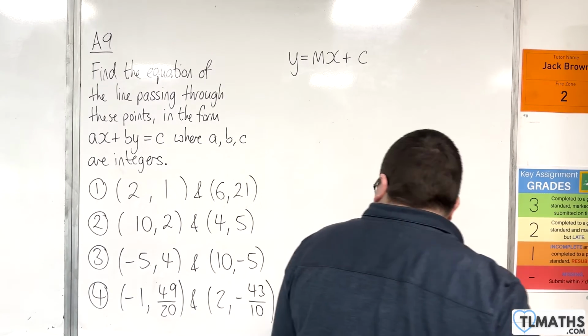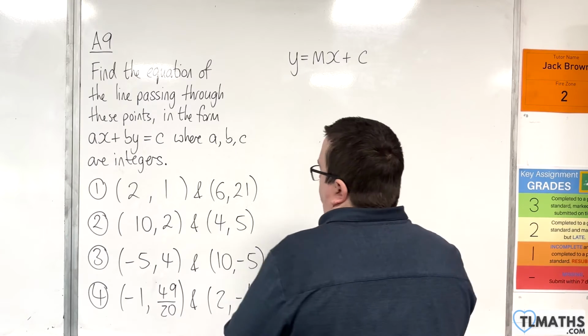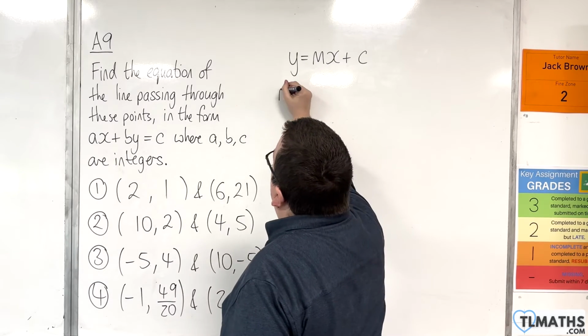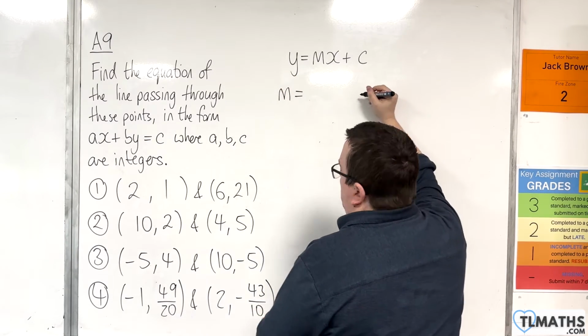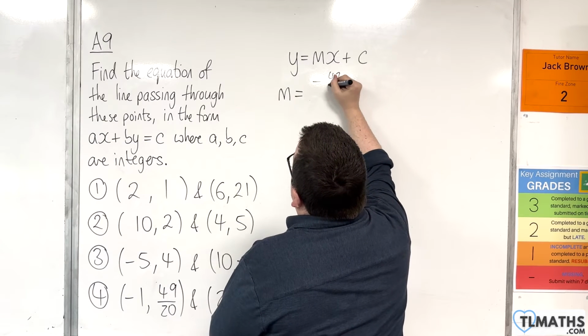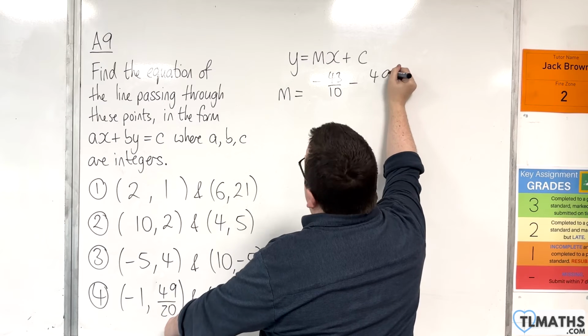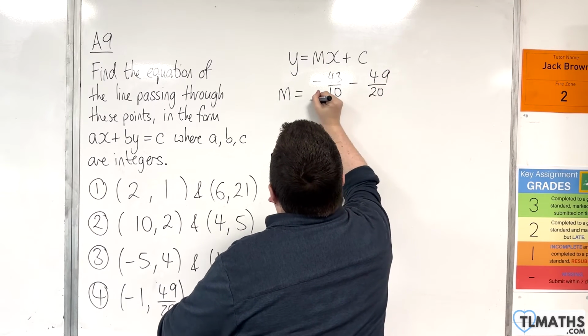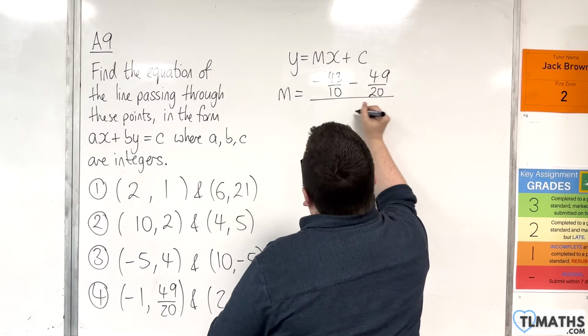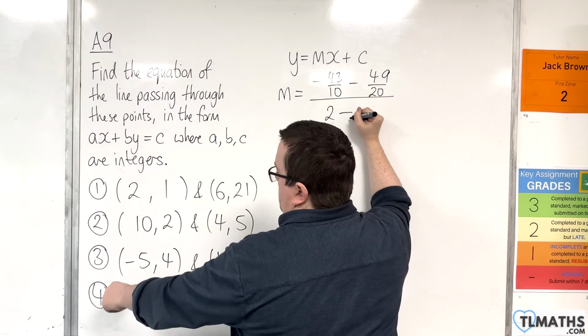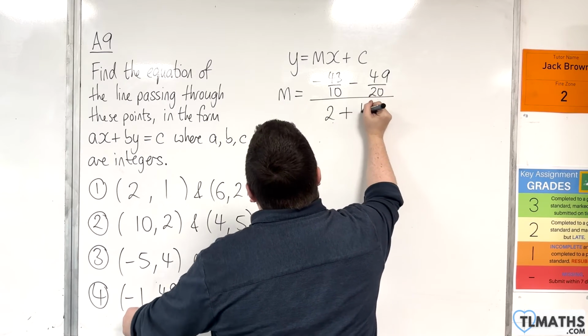Right, last one. So first of all, find the gradient. -43/10 take away 49/20 over 2 take away -1, so 2 plus 1.